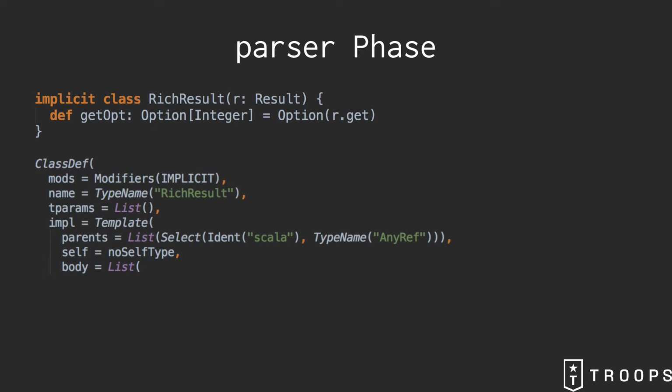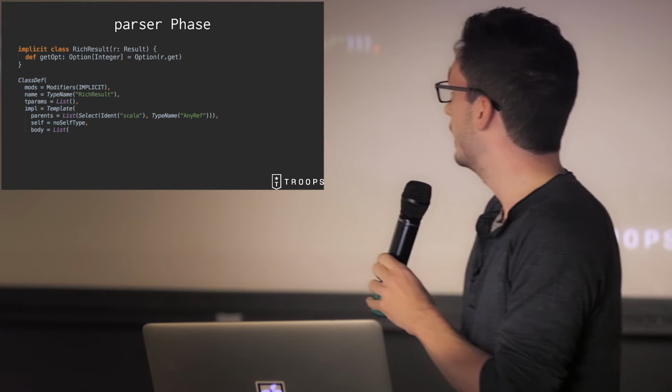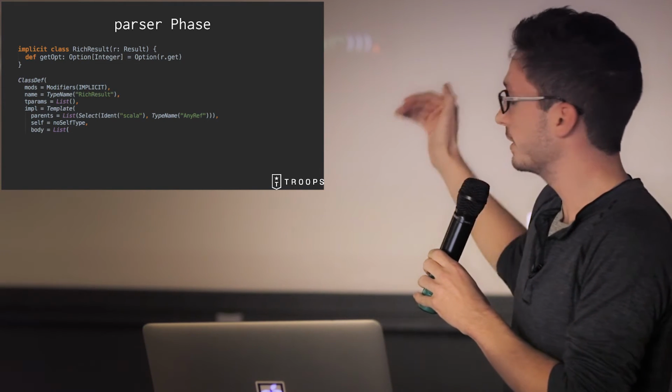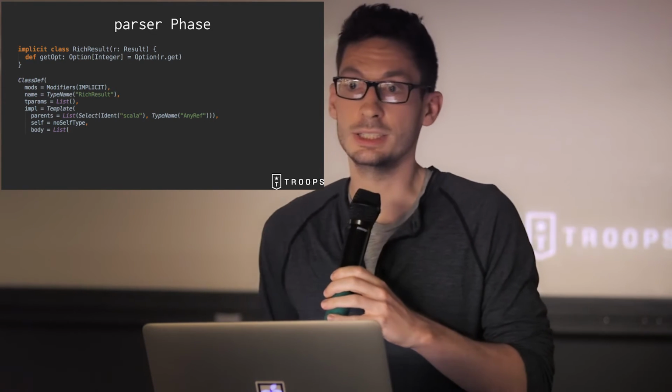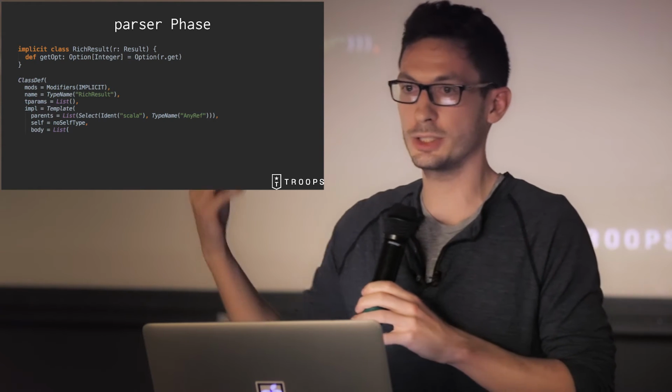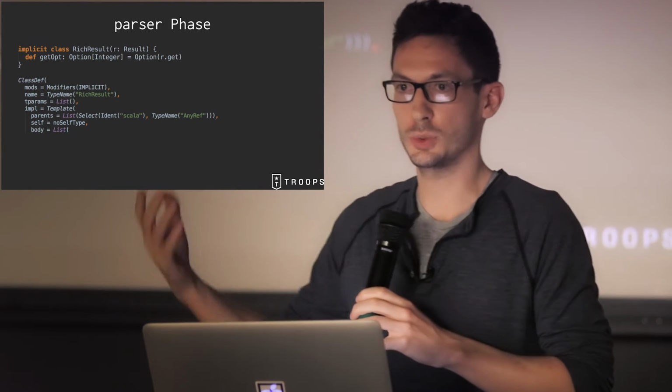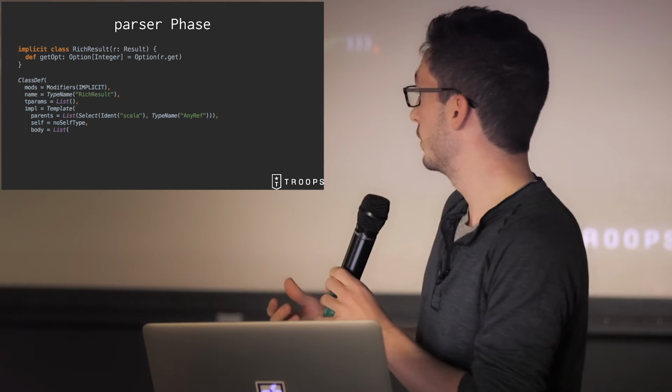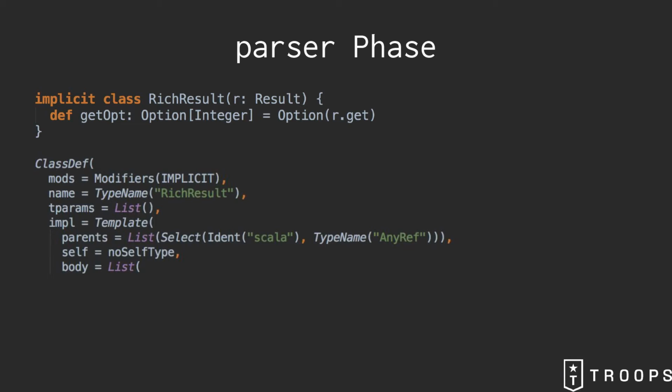So we're going to start walking through these different phases of the compiler and really looking at what our sample code does. On this slide, we can see just a bit of our sample program. It's the implicit class RichResult. And the bottom half of the slide is the Scala AST. This is where the parser has taken the compilation unit, the source file, the array of characters, and converted it into this tree. So the Scala AST looks a lot like Scala source code.